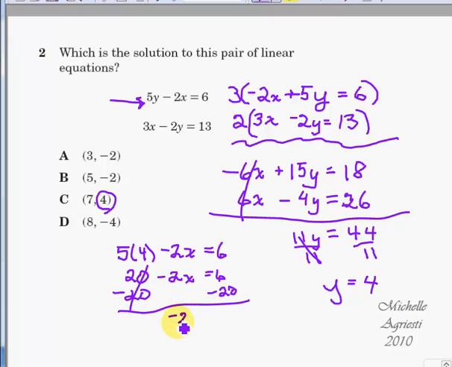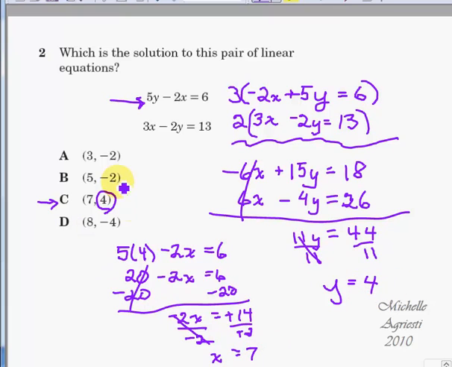We get negative 2x equals 6 minus 20, which is negative 14. Divide by negative 2 to get that x alone. And x equals, the negatives cancel, we get 7 right there. And we don't stop there. We always check in both equations.